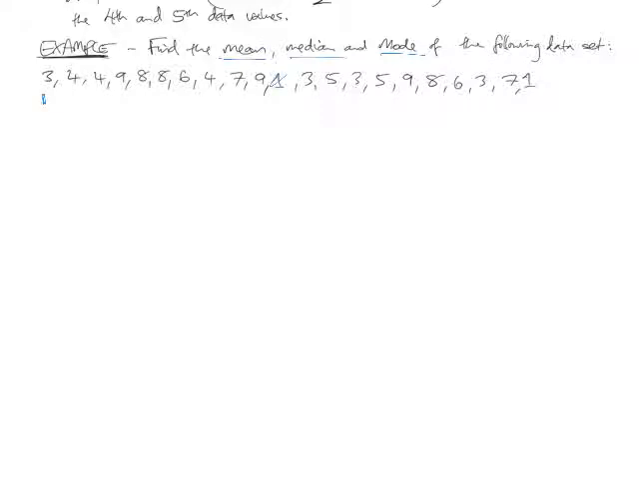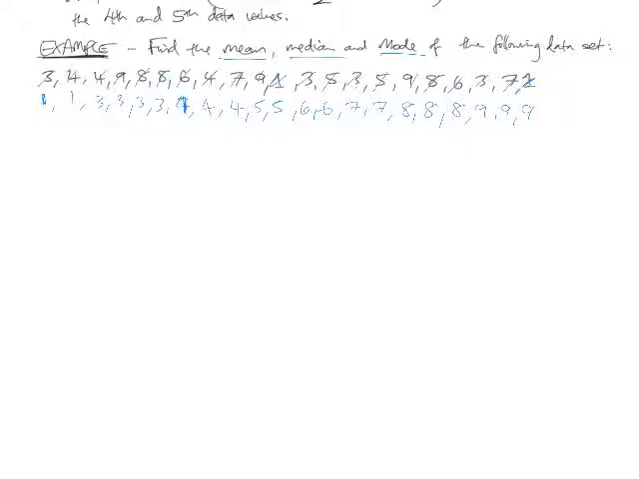So there's a 1, there's another 1. Is there a 2? No. There are four 3s, three 4s, two 5s, two 6s, two 7s, three 8s, and three 9s.